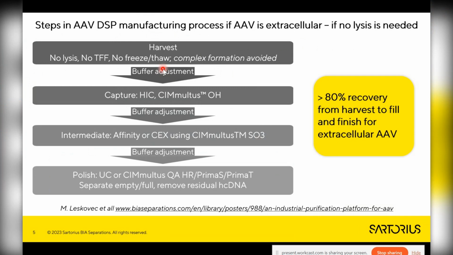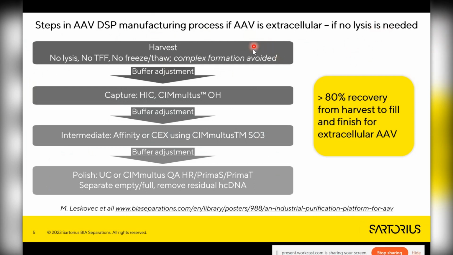If you now look at the adeno-associated virus manufacturing process, I will not touch the upstream, it will be the downstream. If we are lucky that our AAV can be produced extracellularly, meaning most of the AAV itself will be out of the cell, then no lysis would be needed.